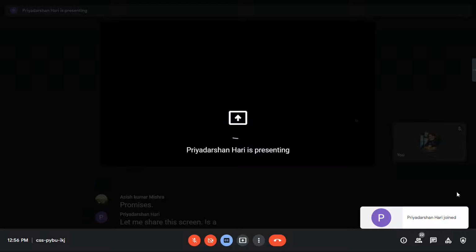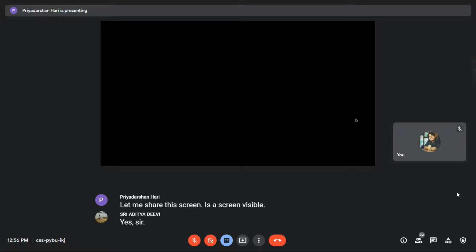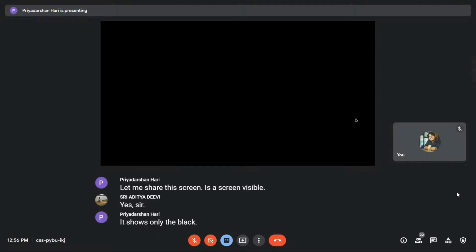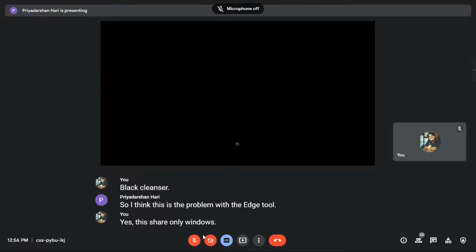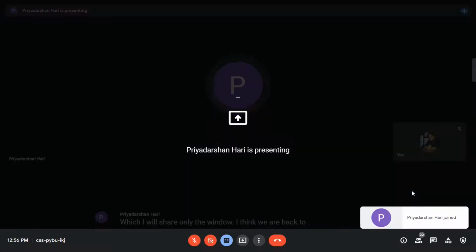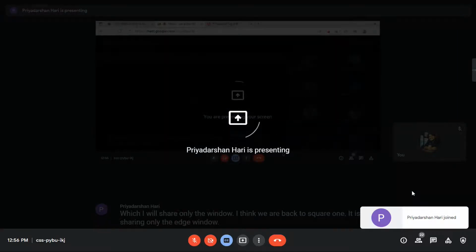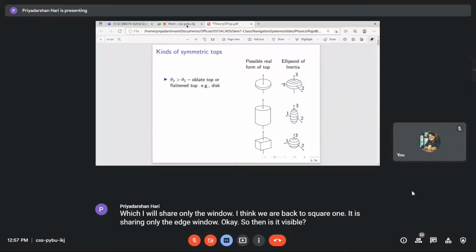Is the screen visible? Yes, sir. It shows only the black thing. Now it is black. So I think this is the problem with the Edge tool. So I will share only the window. I think we are back to square one. It is sharing only the Edge window. Okay, better. Is it visible now? Yes, sir.